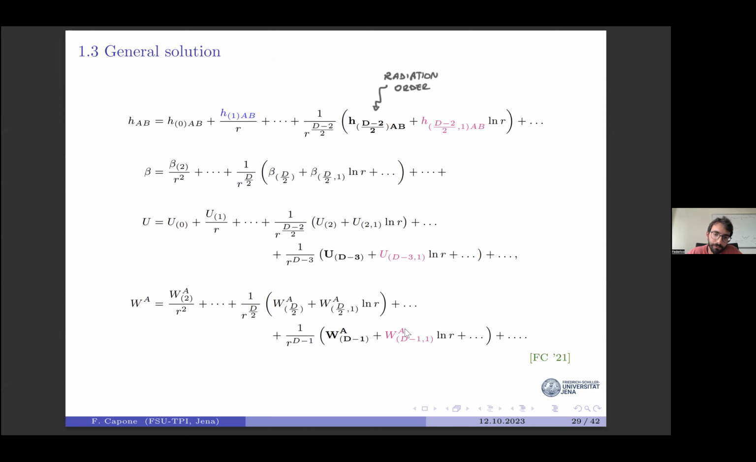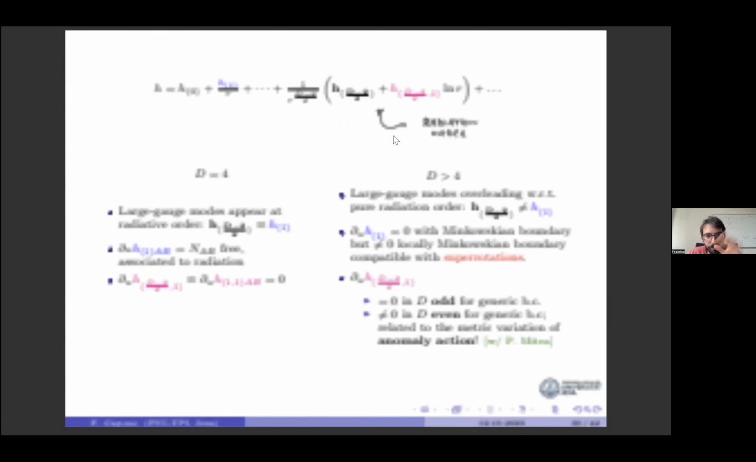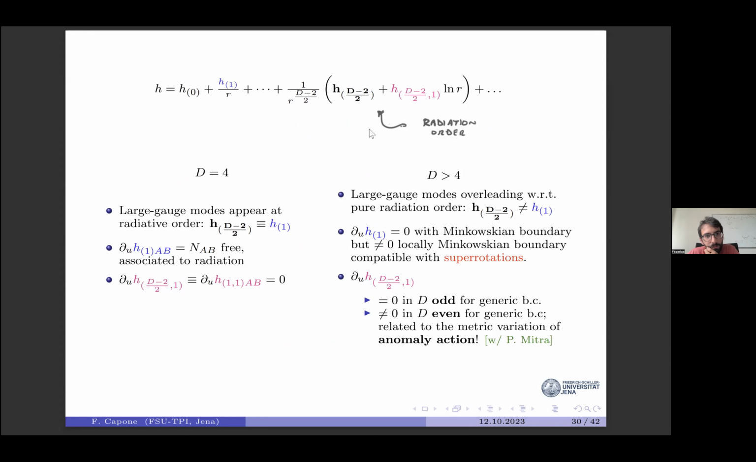And then, okay, we have a bunch of these terms in this magenta color. These are all the logarithmic terms, all the independent logarithmic terms that are in the asymptotic expansion. But okay, we won't actually discuss them so much today, if not only in this small slide. Let me focus on this part of the metric expansion. And so in 4 dimensions, as I said, radiative order, which is order d minus 2 over 2, exactly corresponds to order 1 because you just have to put d equal 4. And so the large gauge modes appear at the same order as the radiative order.